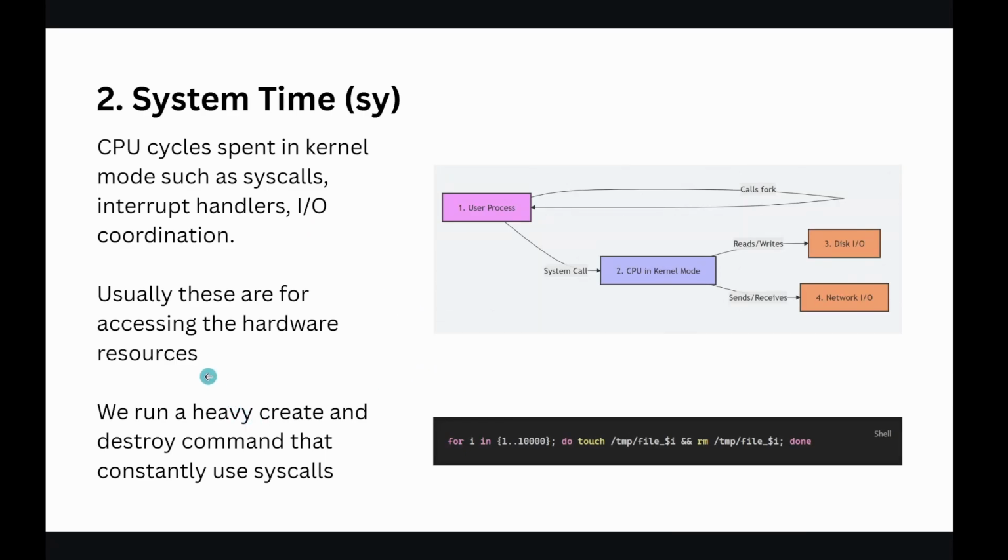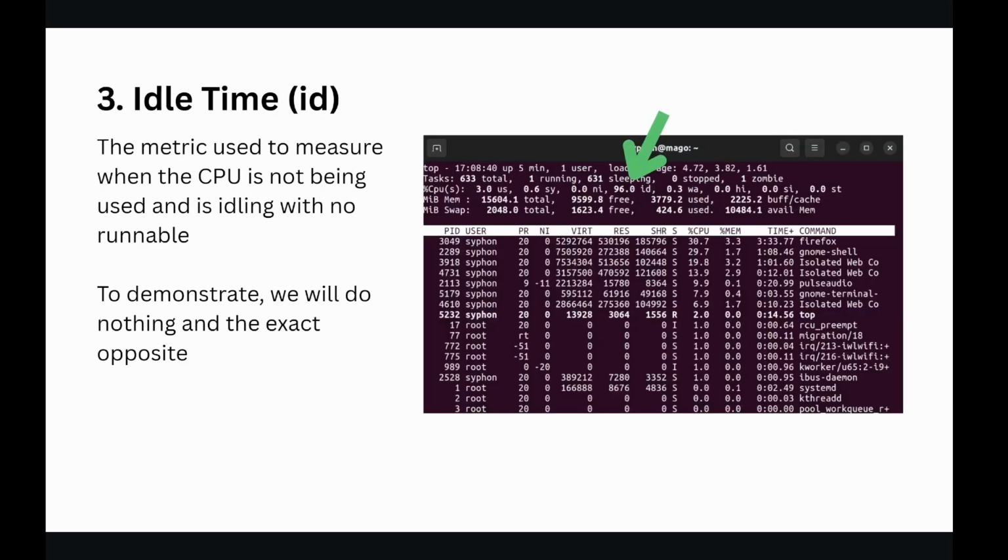To show that we can increase the system time, we have this command here that will create 10,000 files while also deleting 10,000 files. Since creating and deleting files requires a lot of system time, it is the best way to show the process going. And as for idle time, it measures when the CPU is not being used, with nothing to run.